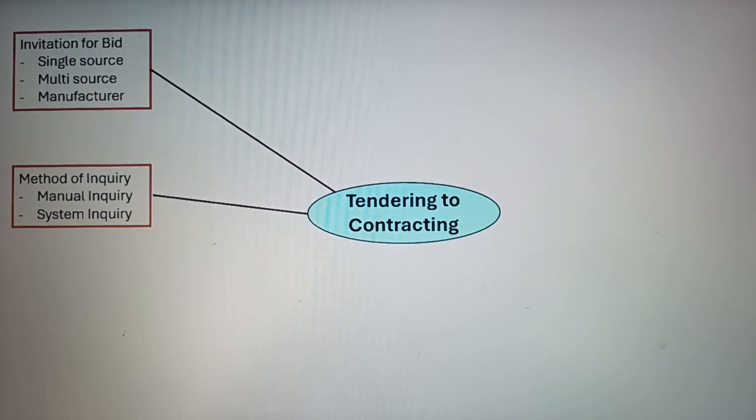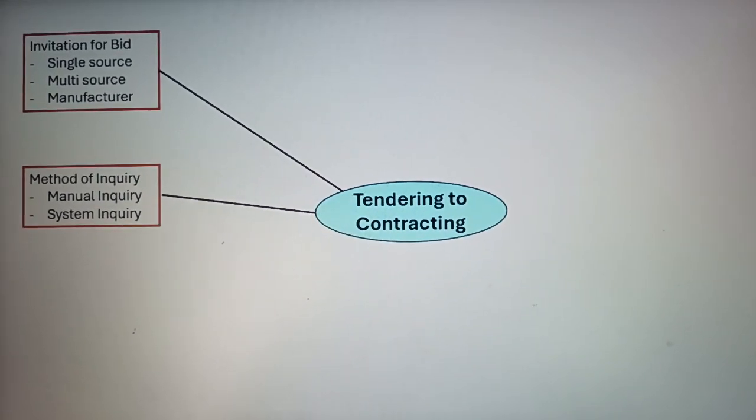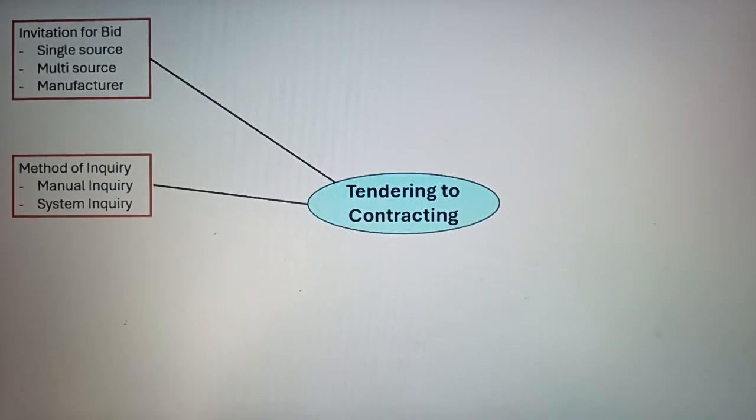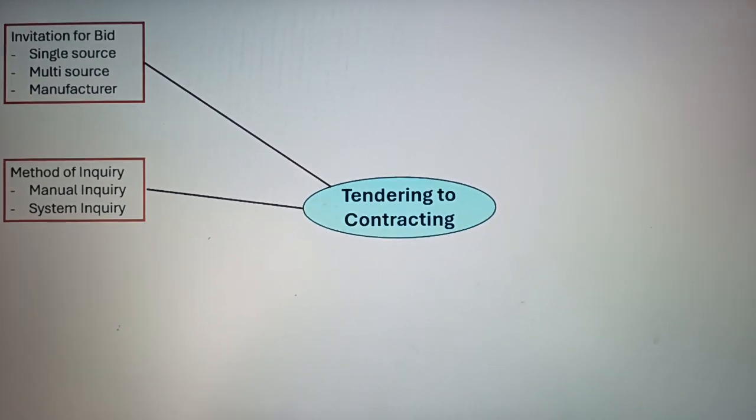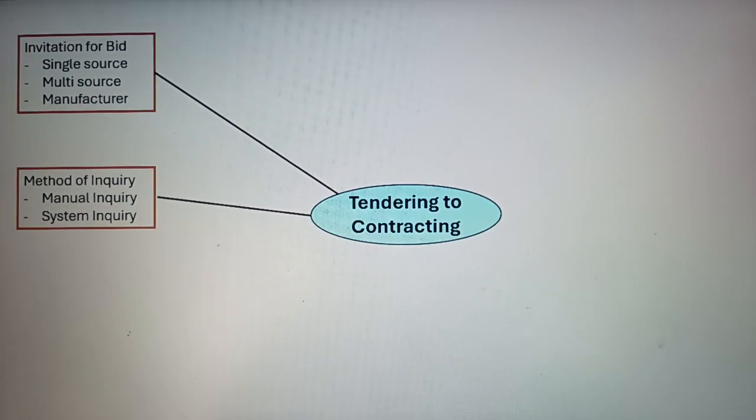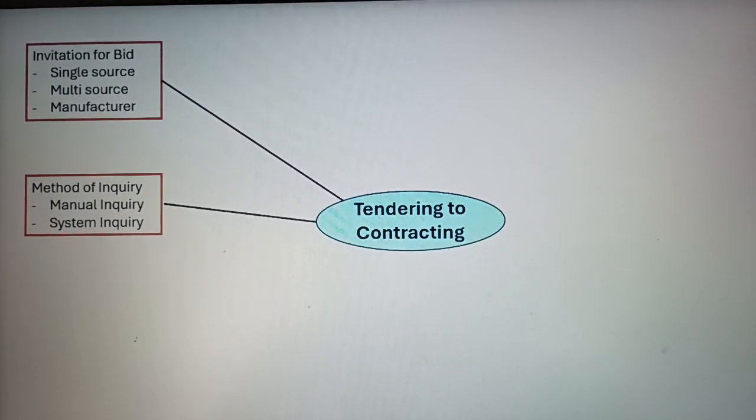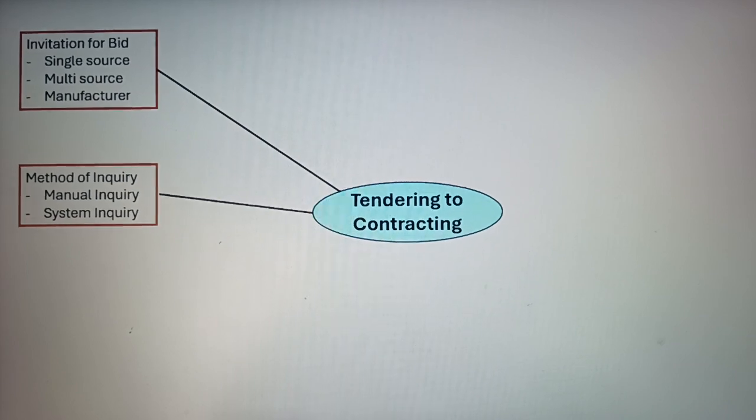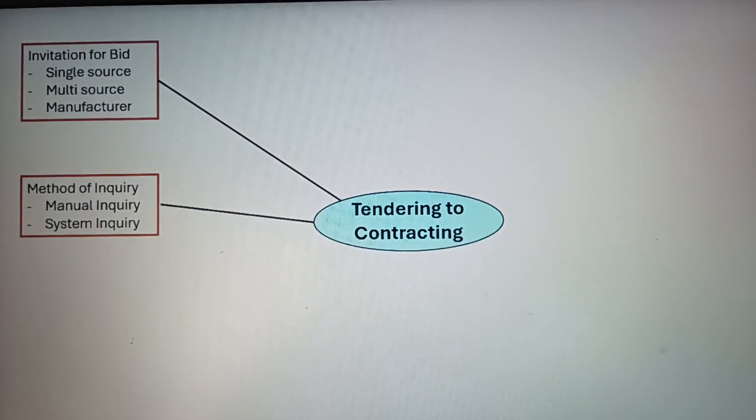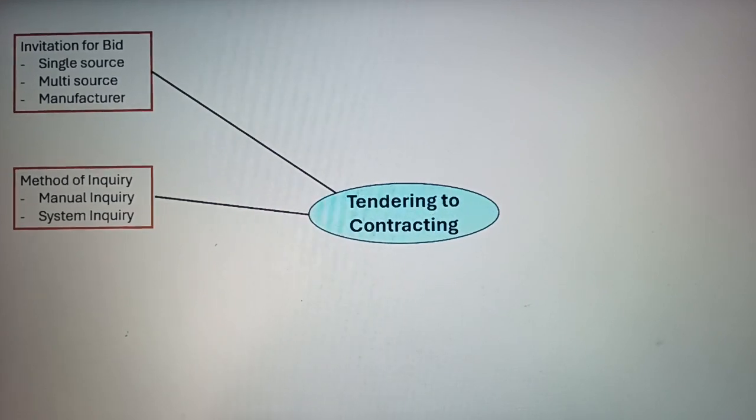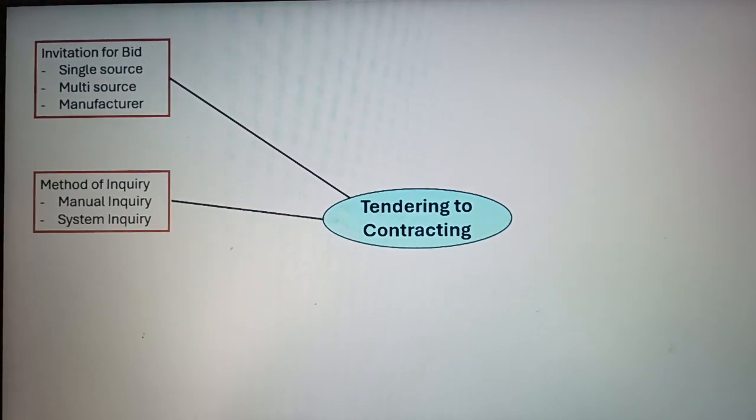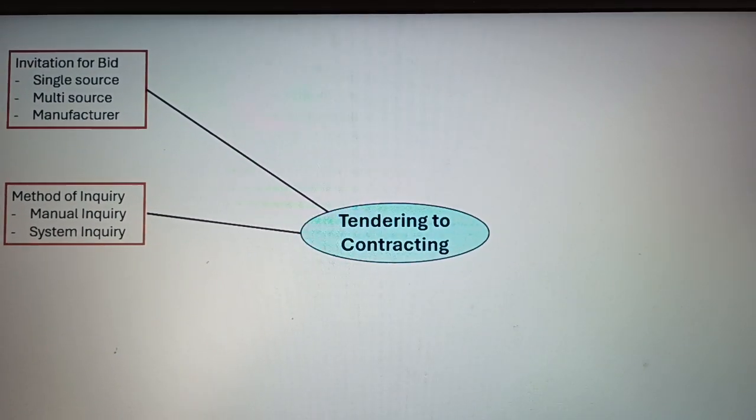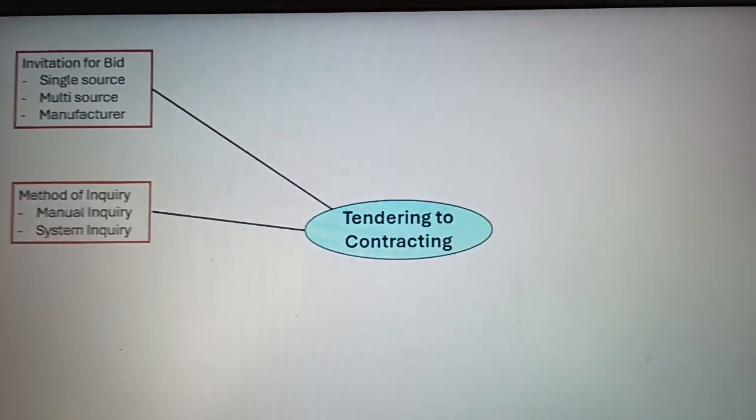System inquiry means, in today's world, every organization most probably uses some ERP software, enterprise resource planning software, like SAP, Ariba, Oracle, Microsoft Dynamics, etc. So many ERP softwares are available in the market, and most organizations use some of them. In the system inquiry, first they make one single inquiry, and after that they put in vendor details one by one.